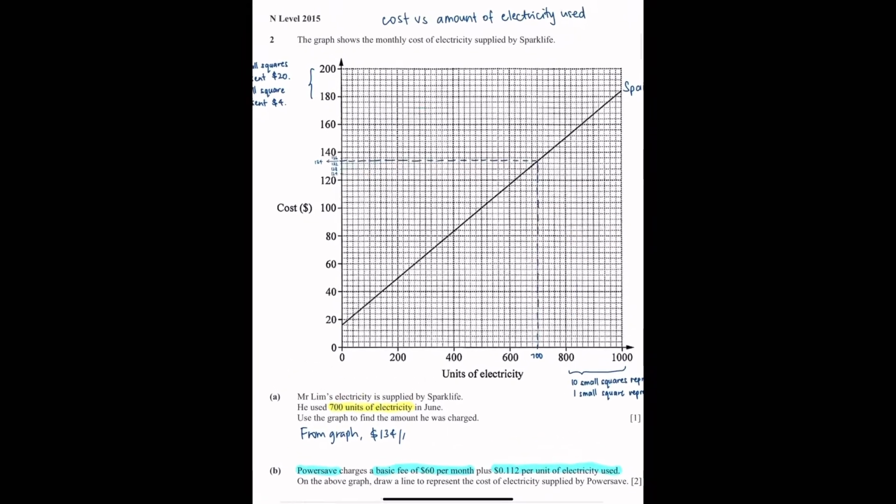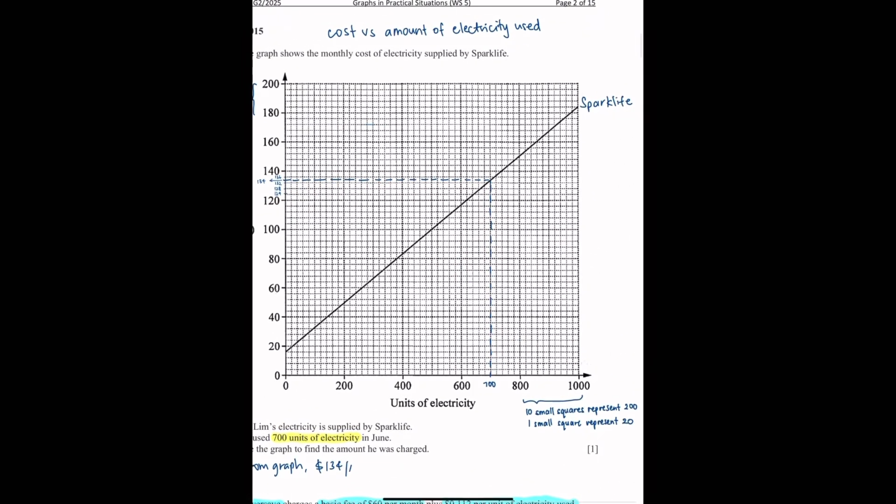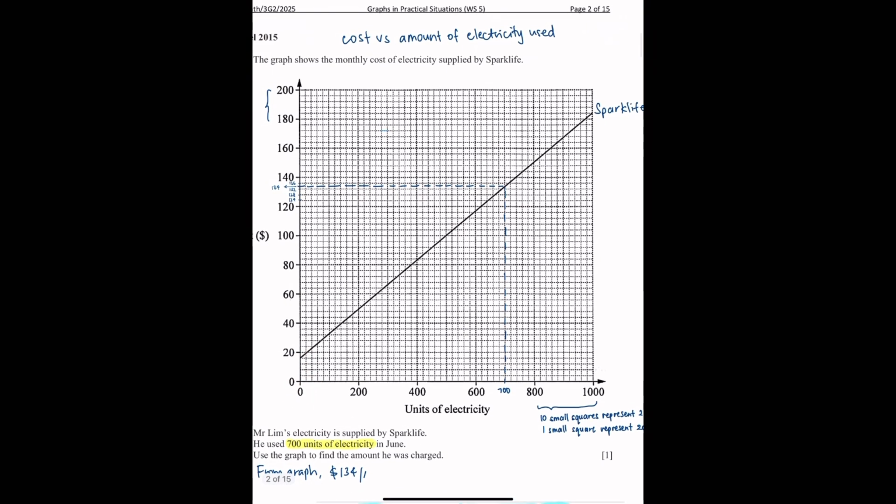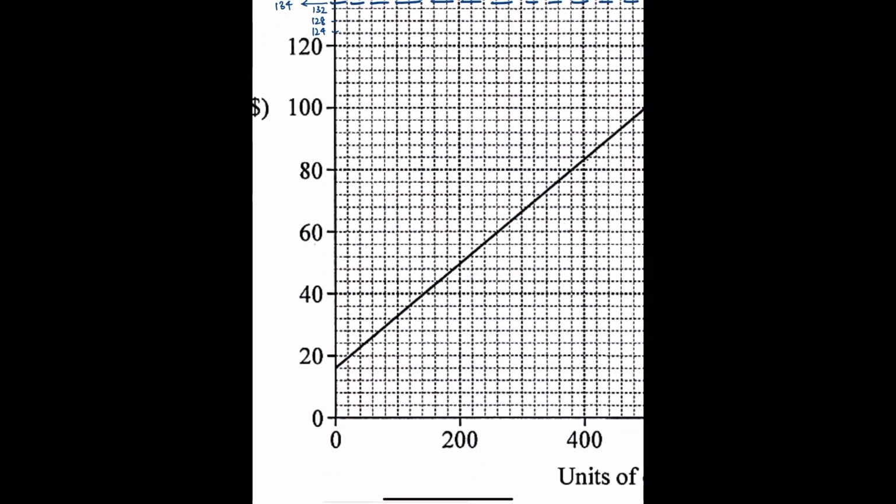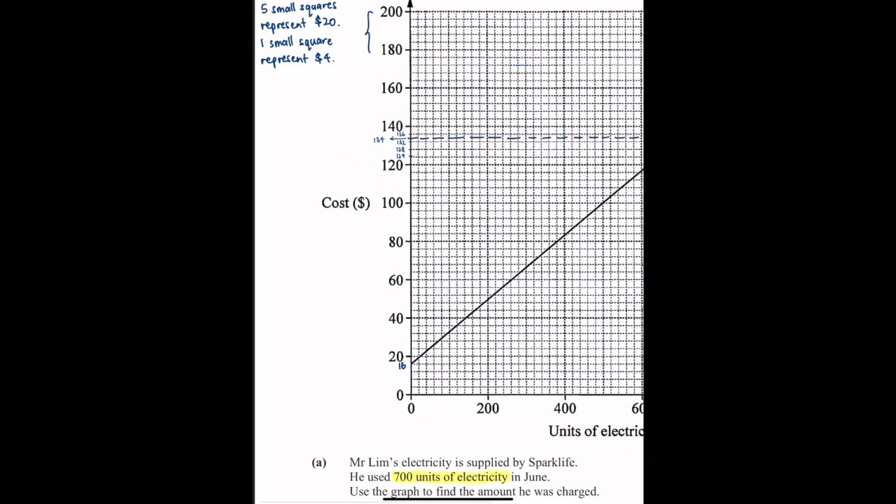So we look at Sparklife first. If you notice, for Sparklife, there is a y-intercept here. When 0 units of electricity are used, I have to pay a payment. This is what we call the basic fee. So the basic fee for Spark Life is actually $16. So I'm going to write here, basic fee for Spark Life is $16.